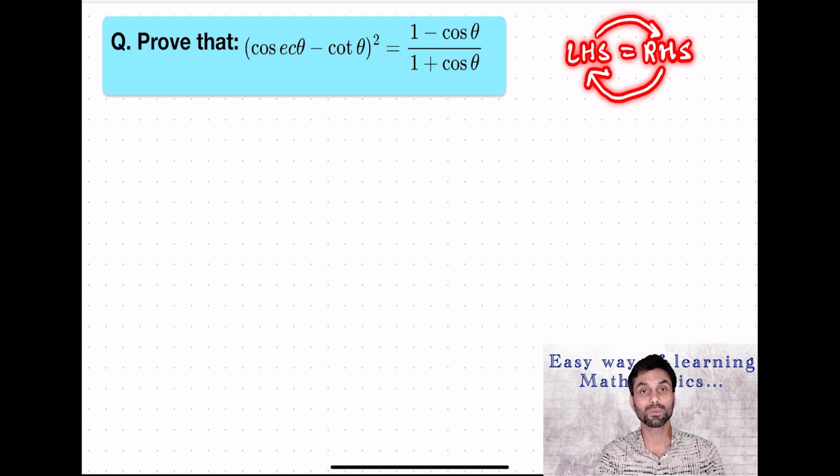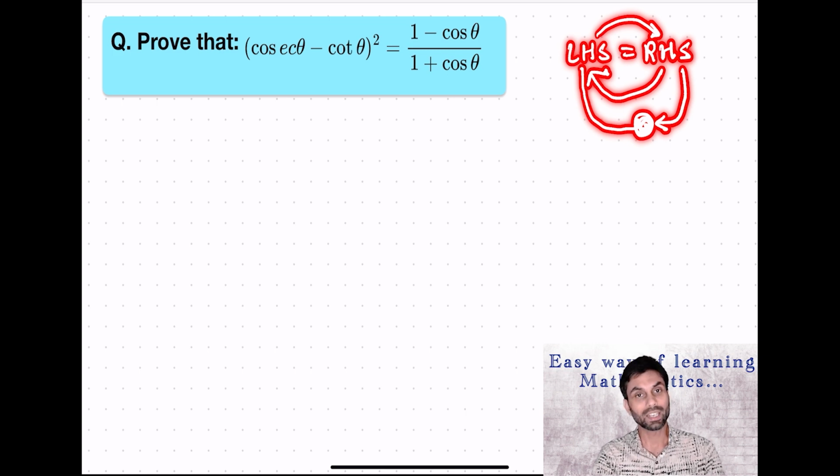And there are sometimes where suppose you are not able to do that also. Then what we can do is take LHS, solve it till some point, and then again take RHS and prove it equals the same. In that case, we can say that things which are equal to the same thing are equal to one another, and these are the three ways by which we can prove these type of questions.